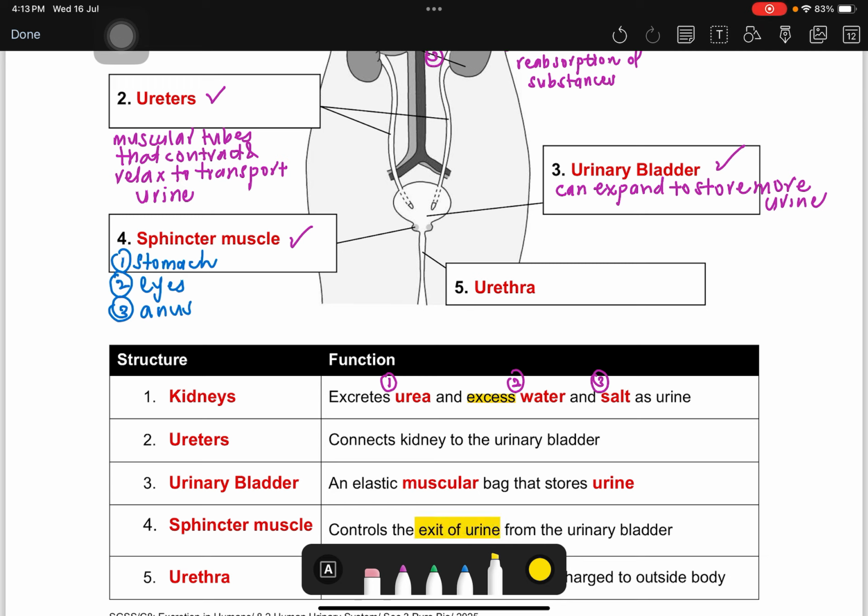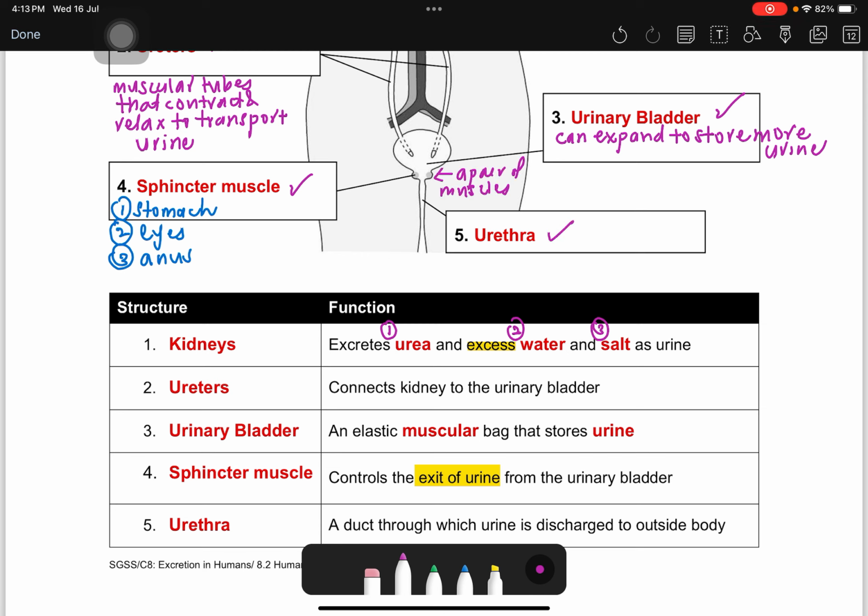So why are we able to hold our pee even when we are very urgent? Thanks to the sphincter muscles. Actually, there's a pair of it. That will relax to allow the urine to pass through and contract to hold all the pee in our bladder. Alright, and lastly, the urethra that will help with the discharge of urine to outside of the body.